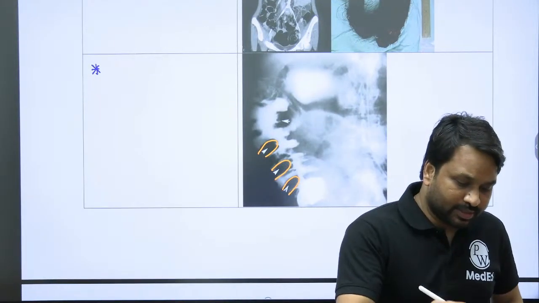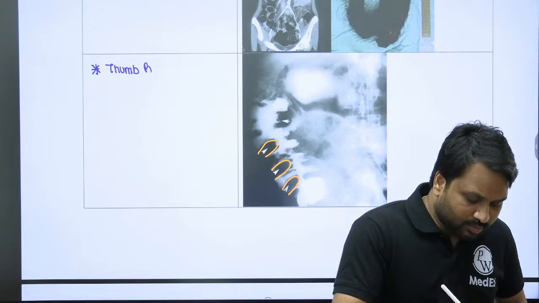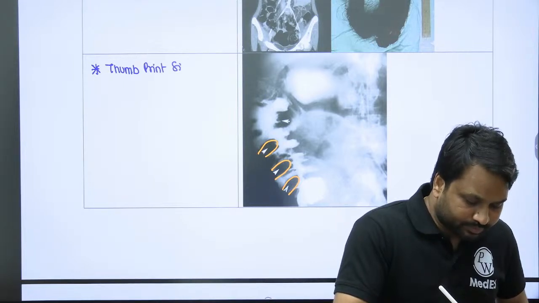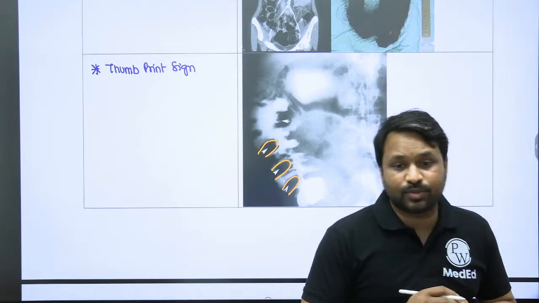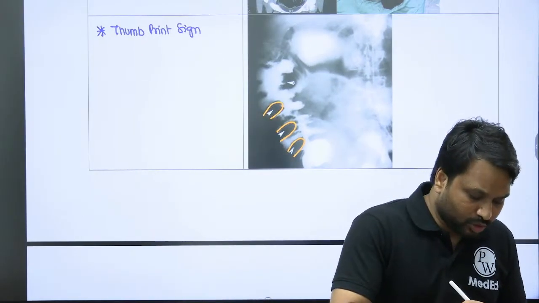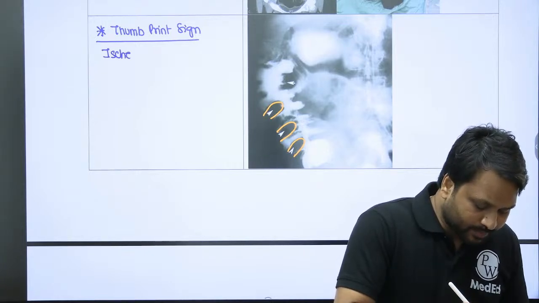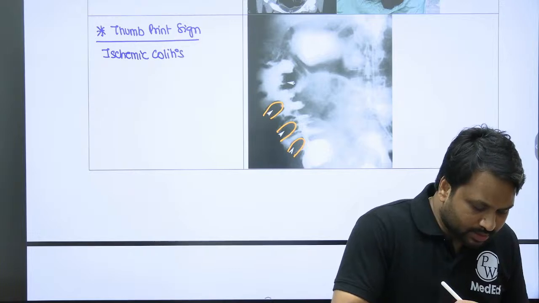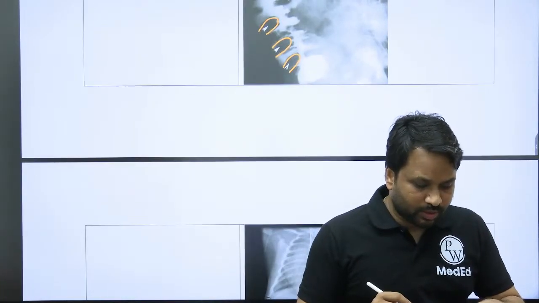Where do you see thumbprint sign? The thumbprint sign is basically associated with ischemic status of the bowel, and that is your ischemic colitis. It is seen in ischemic colitis, right?